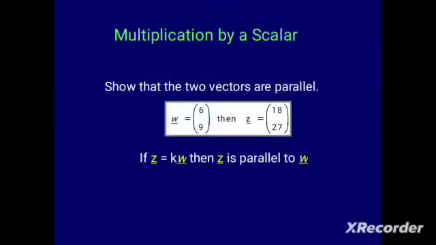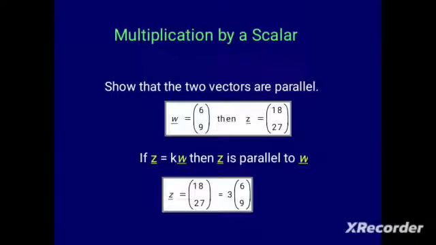So if vector z is equal to kw, that is k vector w, it means we multiply one of the vectors by a scalar and equate it to the other remaining vector. So vector z is equal to kw, that is k vector w. Then we have that vector z is parallel to vector w.